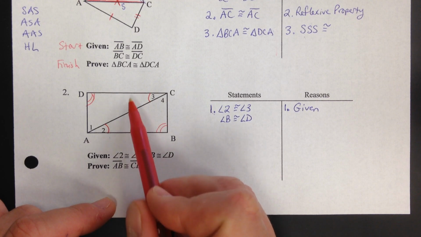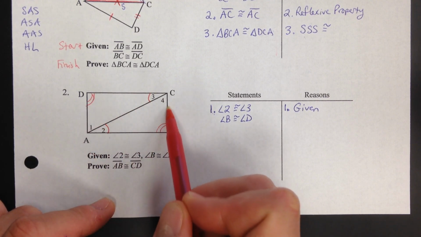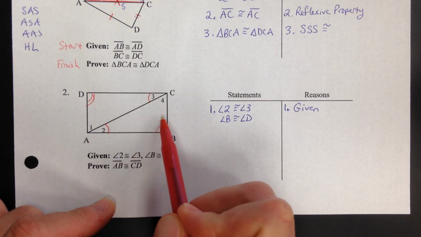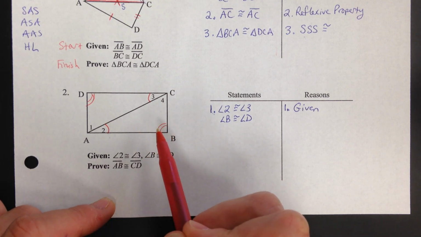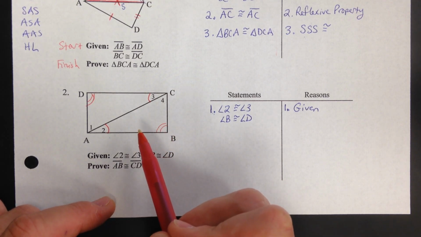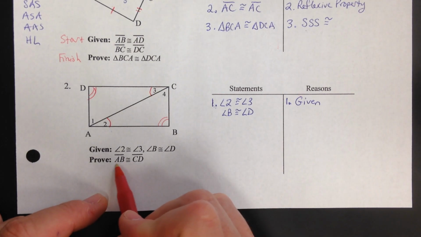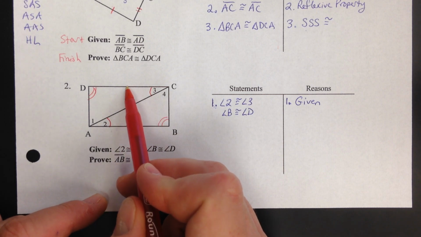Unfortunately, we don't know that, not yet. DA looks congruent to CB, but we don't know that yet. So we can't assume things are congruent. We can only go by the way the picture is drawn or what we're told. Now what we're trying to prove actually is that segment AB, that's the bottom, is congruent to CD.